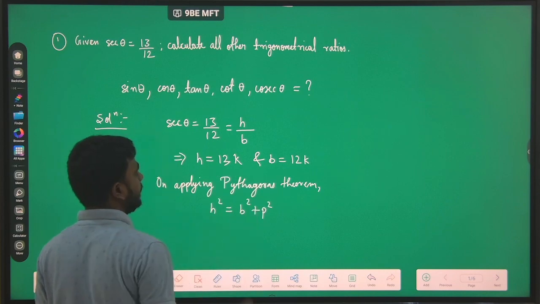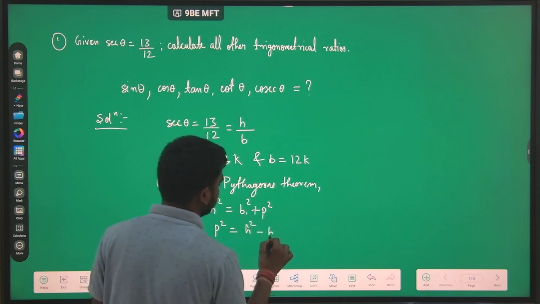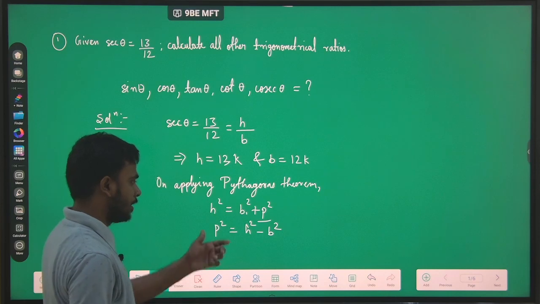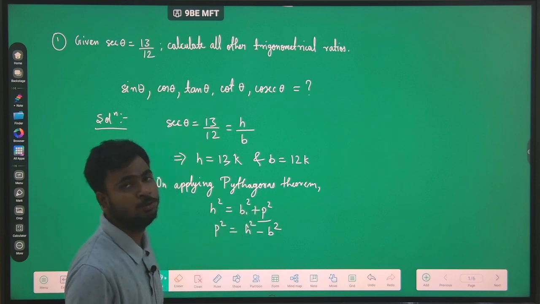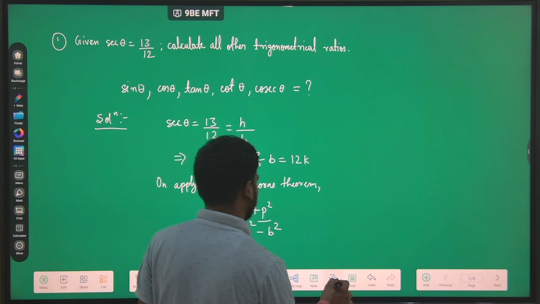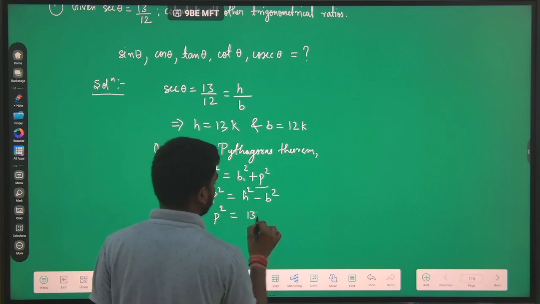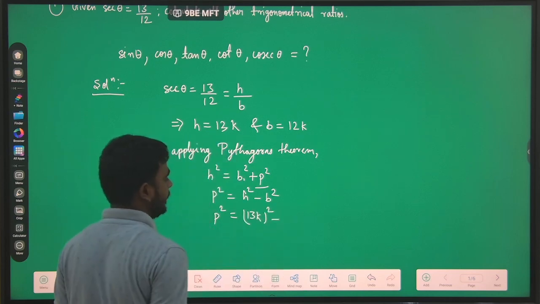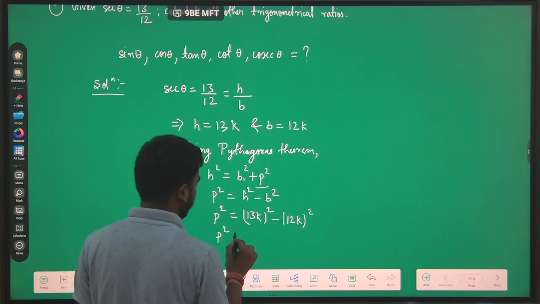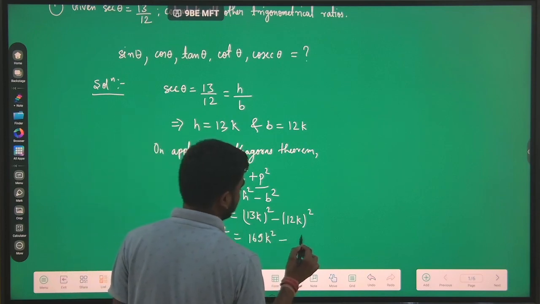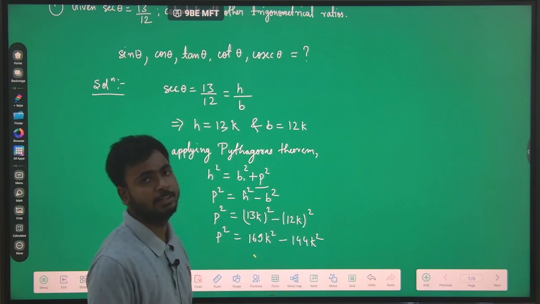So here h and b are known, and p square is unknown. So p square is equal to h square minus b square, as b square will move towards the LHS. So p square will be equal to 13k whole square minus 12k whole square. So our p square will be equal to 169k square minus 144k square, since 13 square is 169 and 12 square is 144.